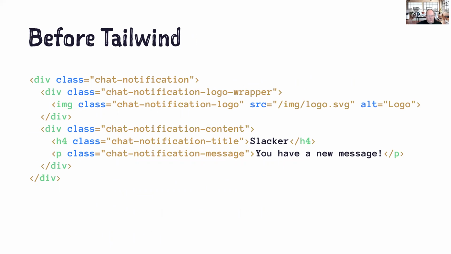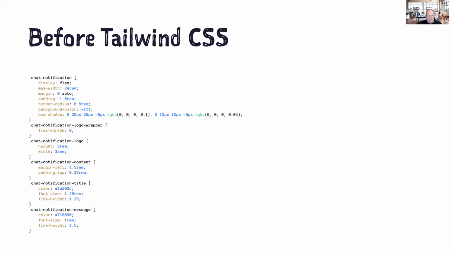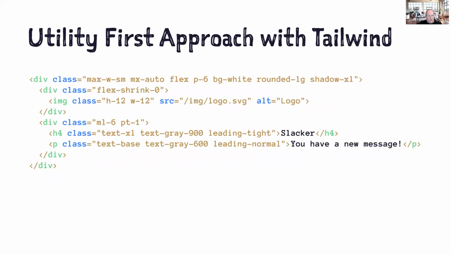We've got lots of class names that we have to think about and manage. A pretty simple little notification component, and we've got a whole bunch of styles to go along with that. And this is what it looks like in Tailwind.